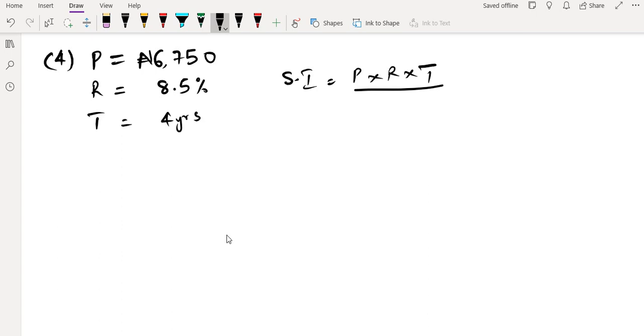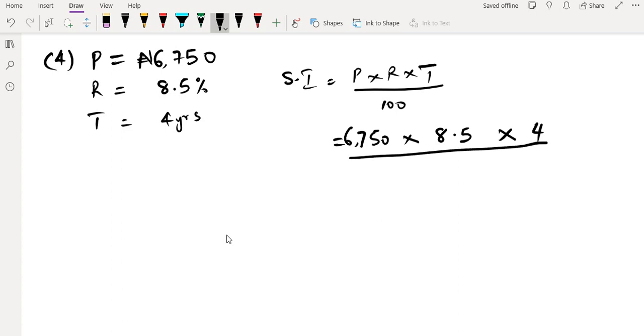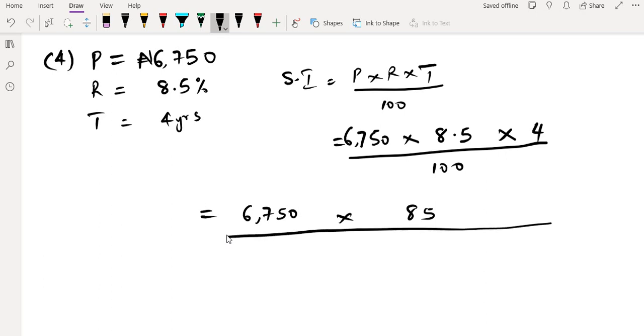Principal times rate times time over 100. Principal is what? 6,750. Rate is what? 8.5 times 4 over 100. Okay. So when you have decimal points, this is one of the easiest ways to eliminate the decimal. So that gives you 85 over 10, right? Yes. That is 8.5 times 4, then over this 100, right? Yes.